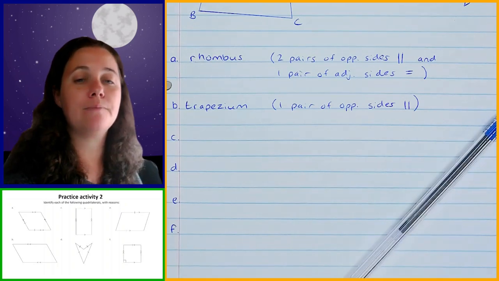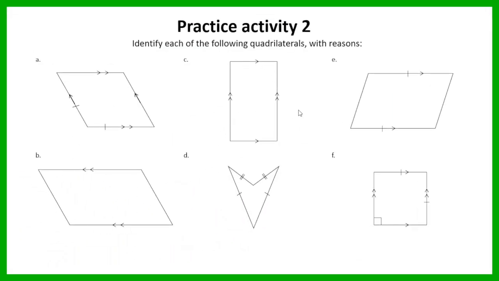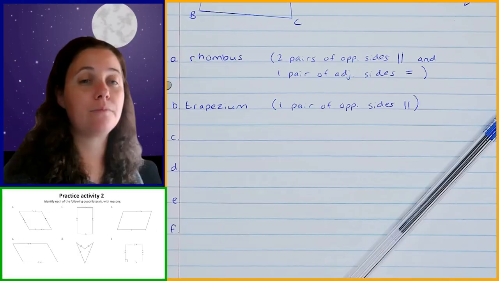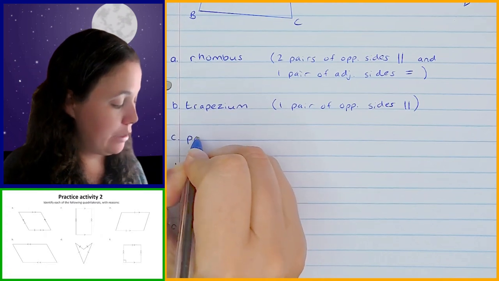Okay, question C. Now in this one, again, similar to question B, this one looks like it could be a rectangle, but just like in that one, I can't make assumptions. This angle might not be 90 degrees. It might not be drawn to scale, it might not be drawn accurately, or it might be so close to 90 degrees that it looks like it, but it actually isn't. I have not been given that information, so I can't make an assumption. I have to use the information that I do have, which is that these two sides are parallel and those two sides are parallel, which means I can say that this is a parallelogram based on the fact that I have two pairs of opposite sides parallel. I cannot assume that this is a rectangle. Okay, so for question C, this is a parallelogram.